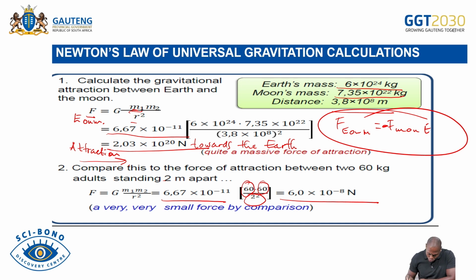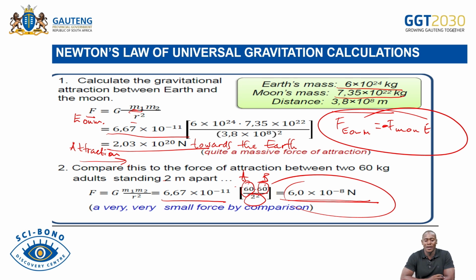Again, the issue of Newton's third law comes in. There are 2 adults here, adult A and adult B. What you need to understand is that the force exerted by A on B is equal to the force exerted by B on A, but acting in the opposite direction. So the force exerted by adult A on adult B is 6 times 10 to the power negative 8 newtons. Even the force exerted by adult B on A will be 6 times 10 to the power negative 8 newtons, but in the opposite direction.